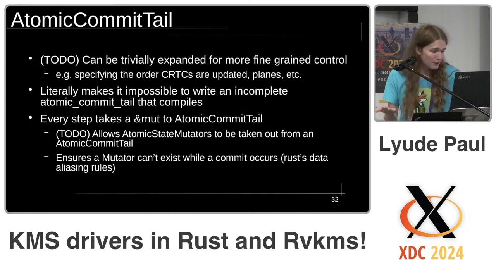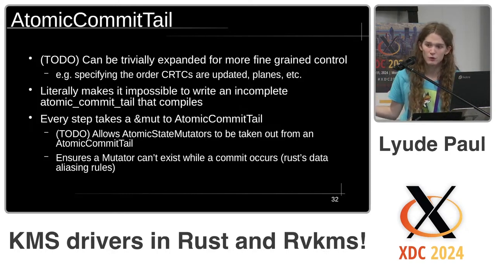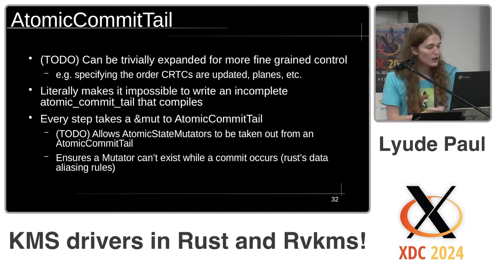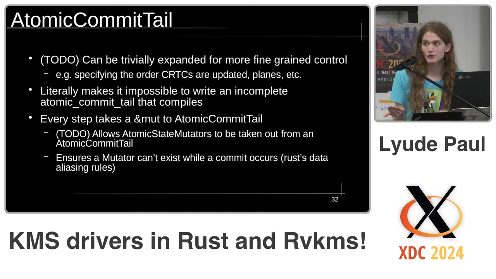And every step also takes a mutable reference to the atomic commit tail, which means that if you were to take out an atomic state composer or atomic state mutator, you wouldn't be able to mix it with those steps or cause changes to happen until you've performed those changes and no longer have other mutable borrows of the atomic commit tail object. Which is pretty nice because it allows us to make sure we're still enforcing Rust's data aliasing rules without necessarily limiting what you can do with them.